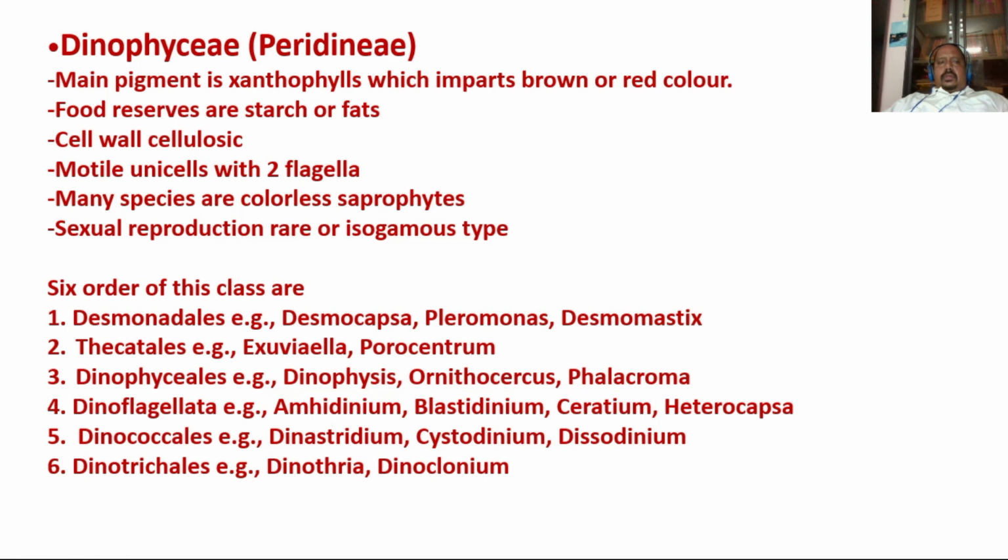Then the Dinophyceae is there. The main pigment is xanthophyll, which imparts brown or red color. Food reserve is starch or fat. Cell wall is cellulosic. They are dinoflagellates. In Dinophyceae, there are 2 flagella. Many species are colorless saprophytes. Sexual reproduction is rare or isogamous type. There are 6 orders: Desmomonadales, Thecatales, Dinophysiales, Dinoflagellata, Dinococcales, and Dinotrichales.